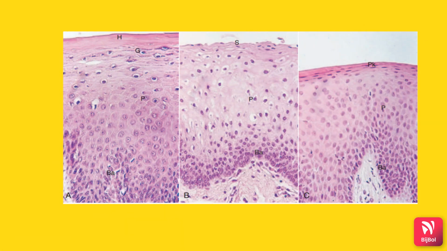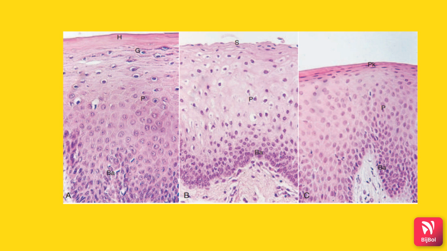Now let's try to identify the types of epithelia based on these layers and the features of the gingival epithelium. So here in the first picture we can see there are 4 layers of the epithelium. We can notice the horny layer without any nuclei, without any organelle. So it shows the complete keratinization of the gingival epithelium, and we can call it orthokeratinized epithelium.